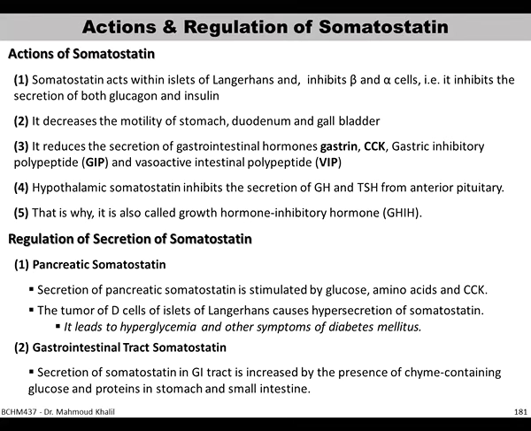For the gastrointestinal tract somatostatin, its secretion in the GI tract is increased by the presence of chyme containing glucose and proteins in the stomach and the small intestine. That means when you eat a meal that is rich in carbohydrates.